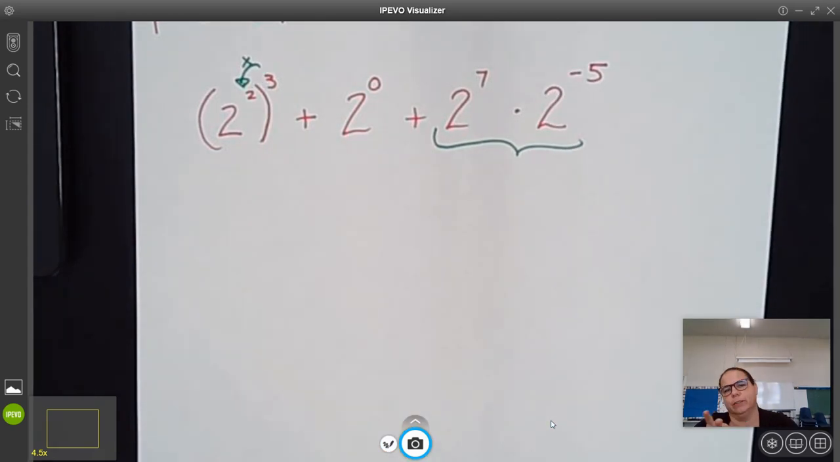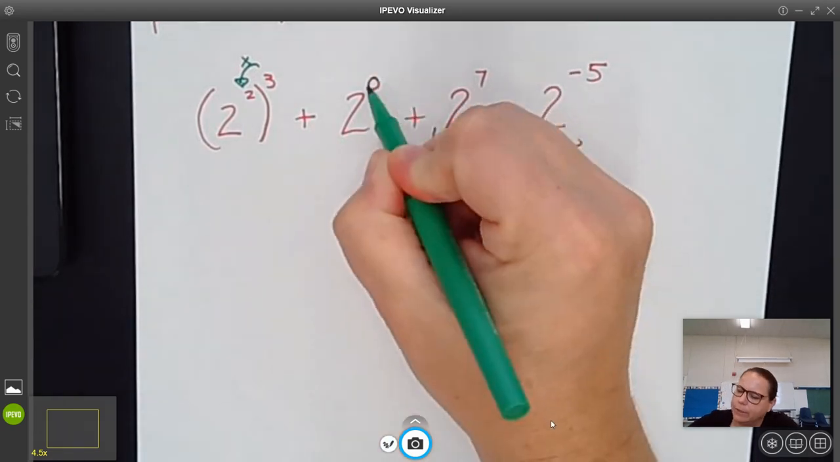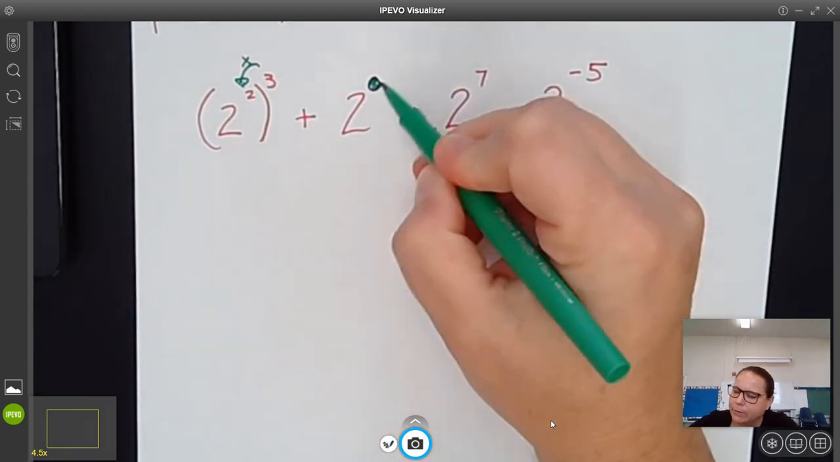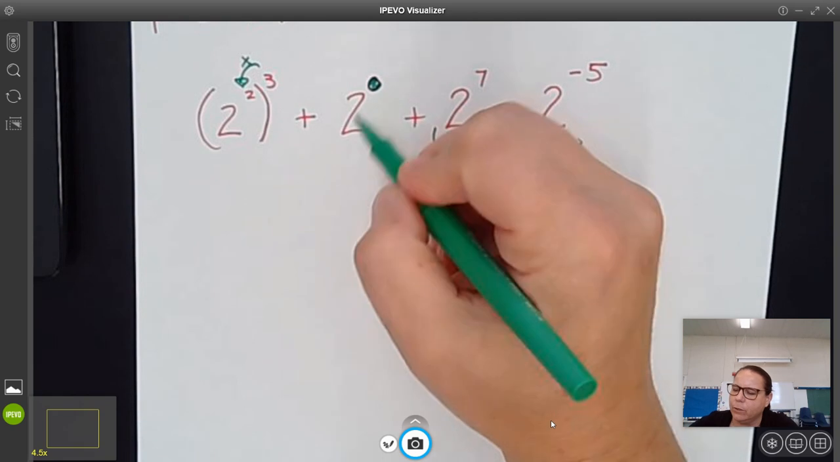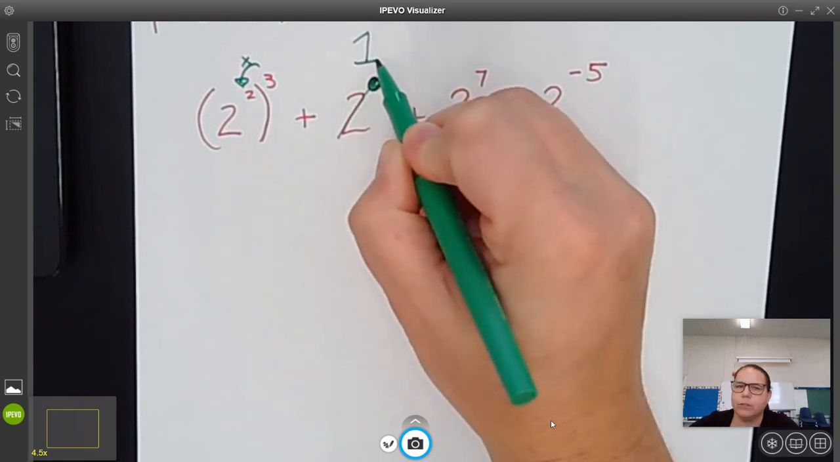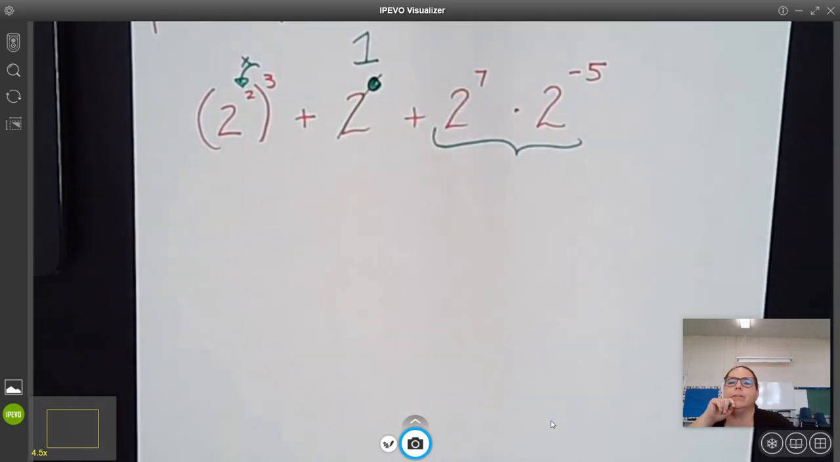Before I start writing it all down, I try to think. And I notice that this is a zero power. So hopefully we remember that a zero power is just 1. So this is actually just 1. Anything to the zero power is 1.